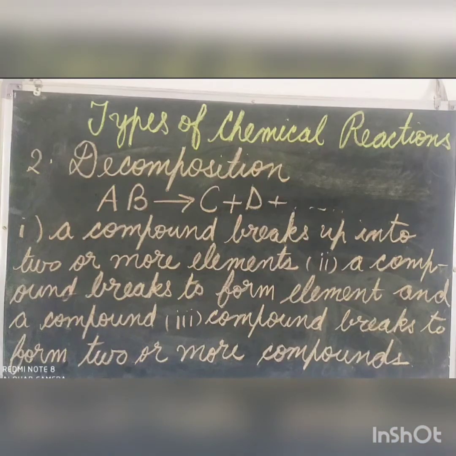Second type of chemical reactions are the decomposition reaction. The reaction in which a compound splits into 2 or more simpler substances, elements or compounds is called the decomposition reaction. In a decomposition reaction, usually a single reactant decomposes without the presence of a second substance, and very often the action of heat is sufficient to cause a reaction to take place. So suppose AB is a compound, it decomposes to give the products C, D and so on.